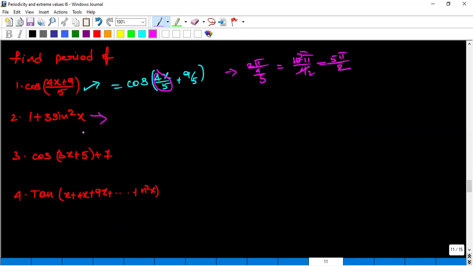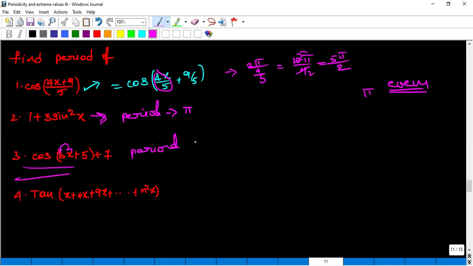Then what do you tell about this? Just observe here the power is 2. That means that sine's power is even. If we have an even power, we will get pi. So the period for this particular function is pi. Then what do you tell about this? We need to focus on the coefficient of this particular x. Period I am writing, it is 2 pi by 3.